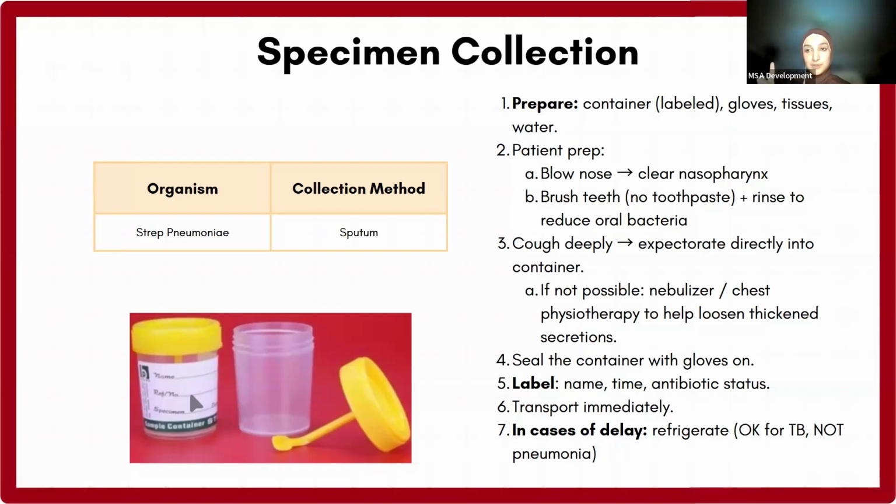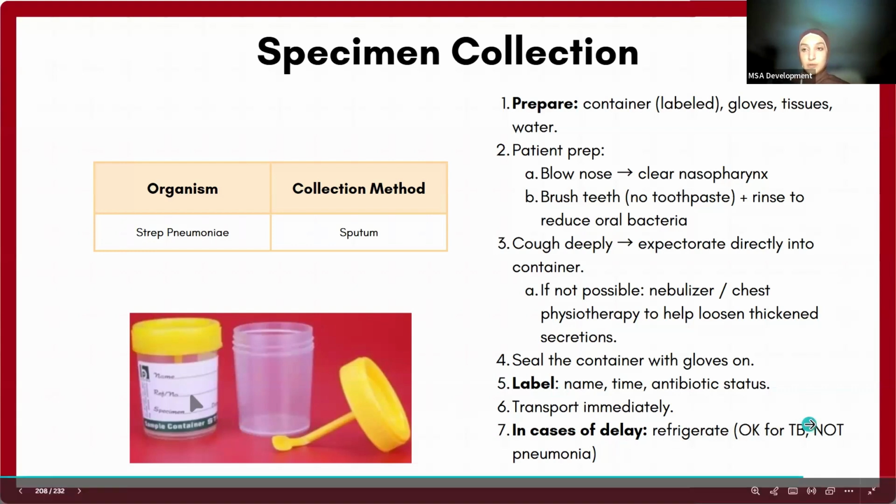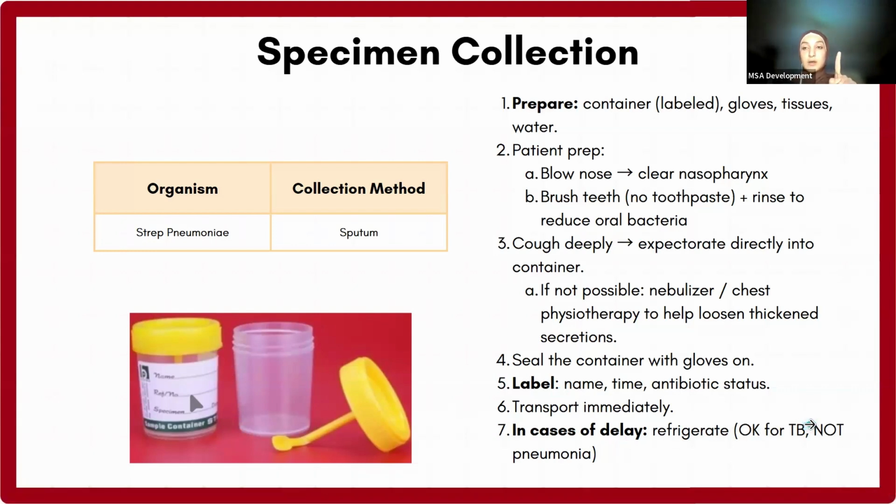This is different, this is not a blood sample, okay? In case of a delay, refrigerate it. It's okay for TB and not for pneumonia, okay? So not in this case. It's okay to refrigerate a sample from a TB patient, not from a strep pneumonia infected patient, okay?